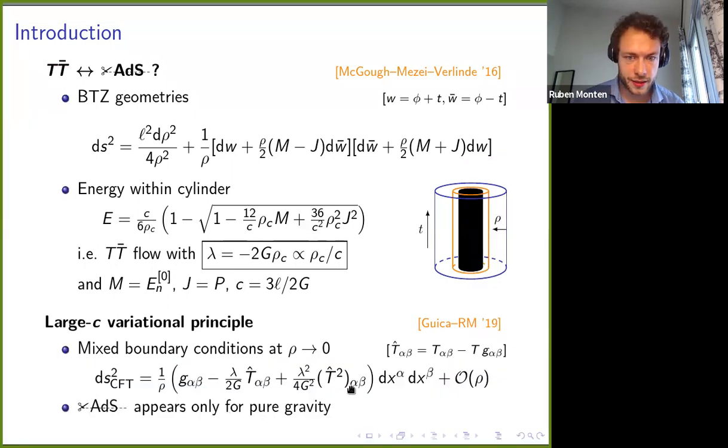That's one way of arguing for this proposal, but only in pure gravity. In fact, I should maybe mention also other work by Kraus and collaborators who calculated the gravitational action on this annulus and found that it indeed corresponds to the expected value of the TT bar action.